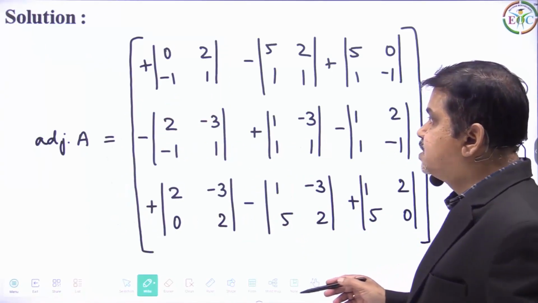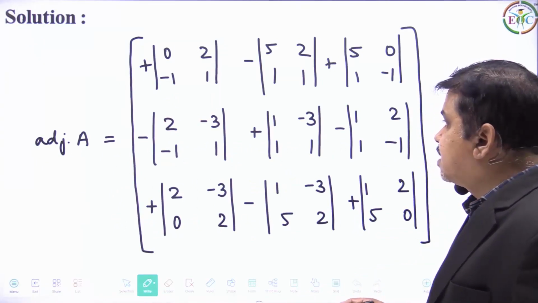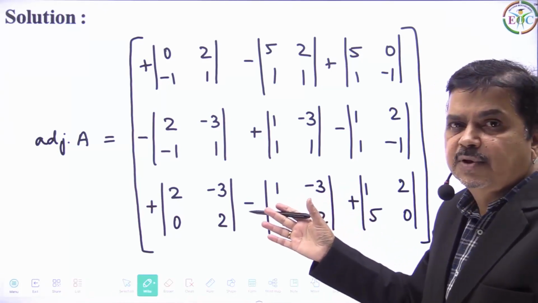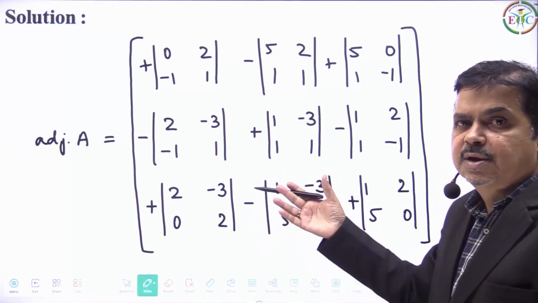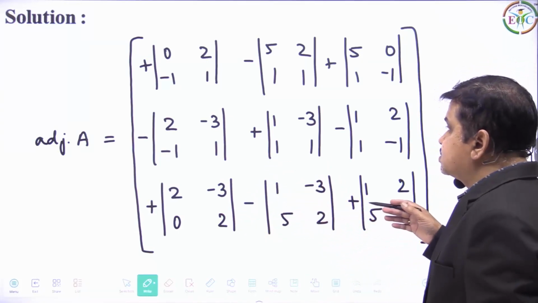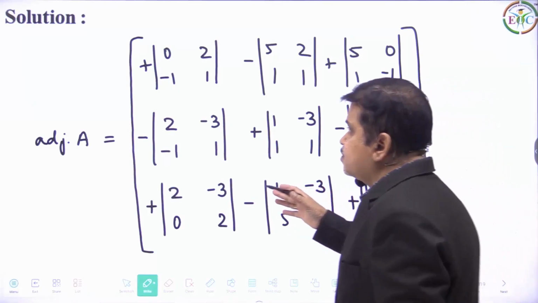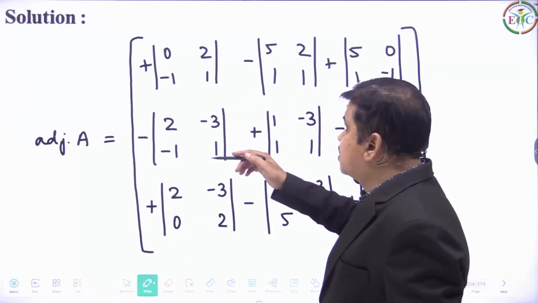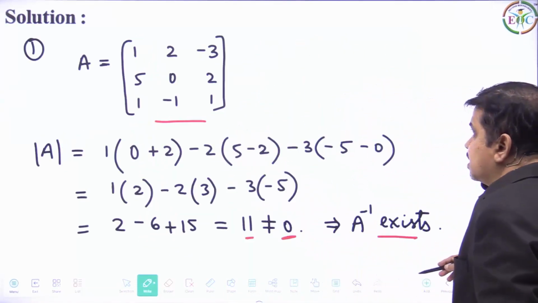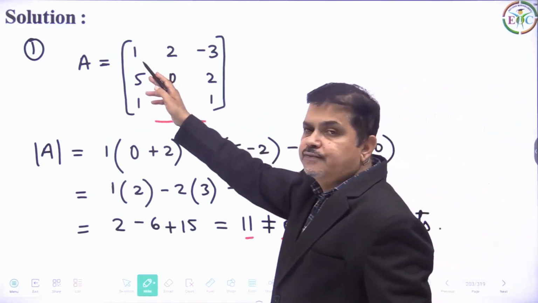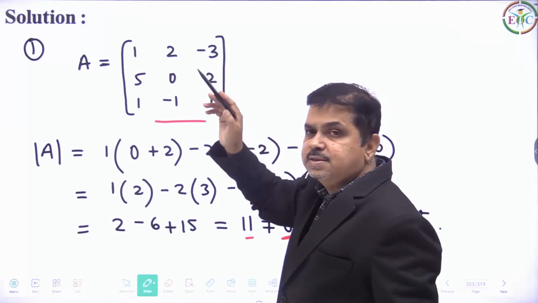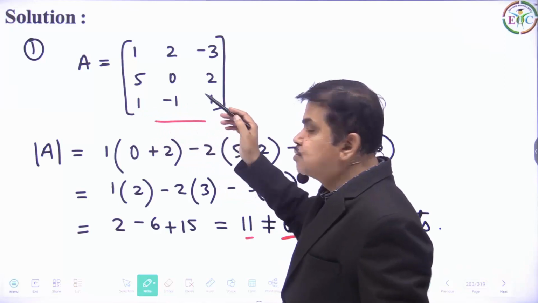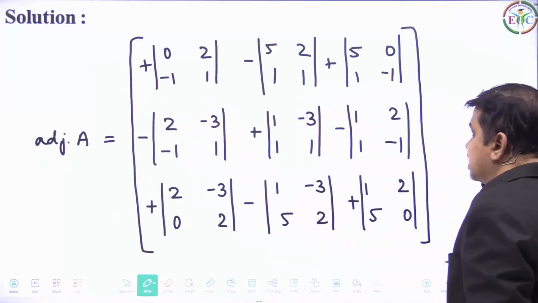Now in order to find out the adjoint A, we can write down the cofactors. Cofactors can be written either in the matrix itself, or you can find them separately and then include them in the matrix. But here I have found out the adjoint A as written in the matrix itself. As I told you, the cofactors are A11, A12, A13, A21, A22, A23, and A31, A32 and A33. So this can be written like this also.